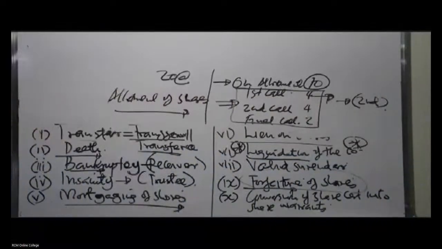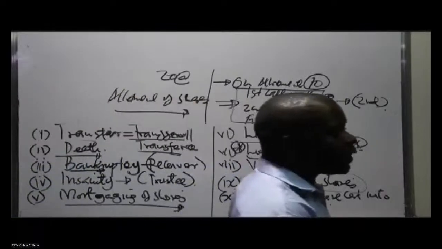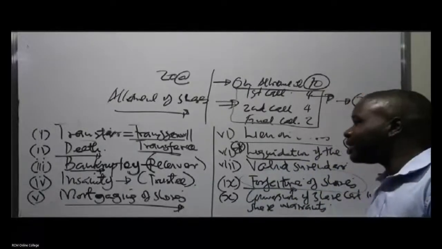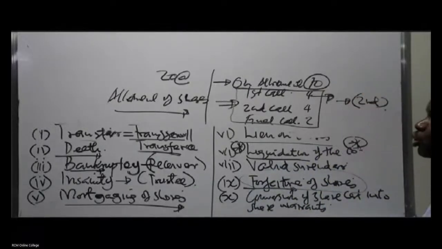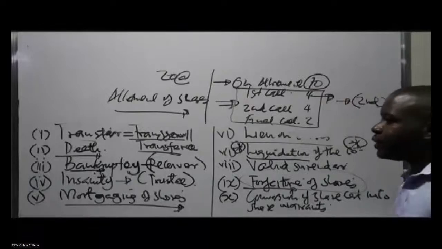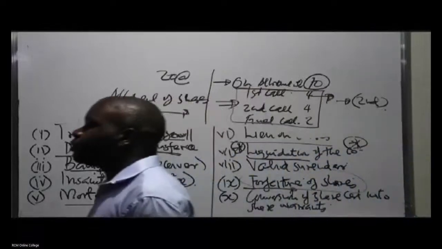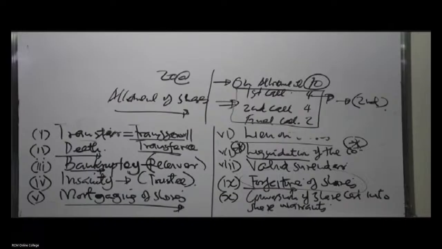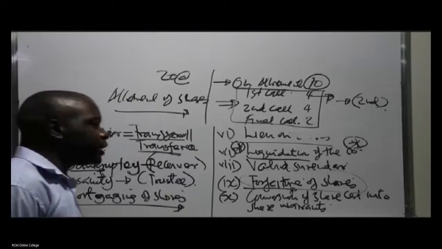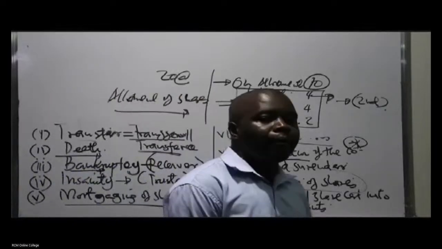What is a call? A notice to the shareholder to pay any outstanding amount on his or her shares. If you fail to make payment of that call on the date indicated on that notice, it means if the articles of the company allow, they can cancel or forfeit your shares. That's what you mean by forfeiture of shares.